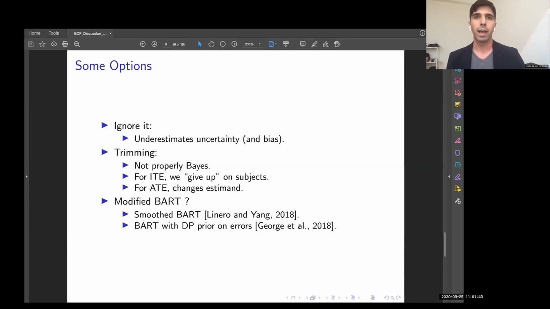But I think having a model that behaves in a desirable way in these pockets of non-overlap is maybe a good thing to think about, and maybe more desirable than just ignoring or trimming from a Bayesian point of view.